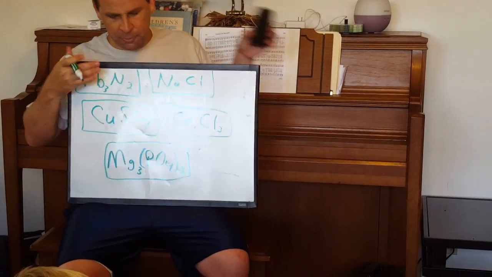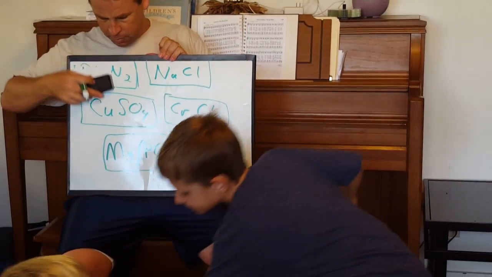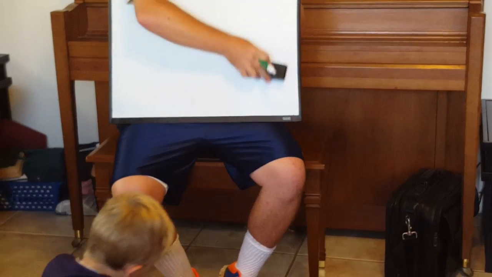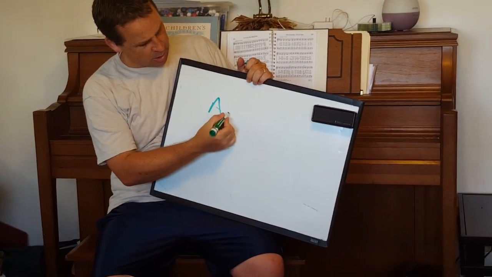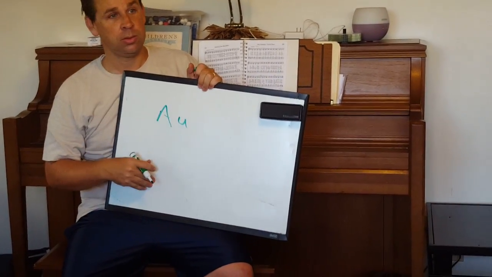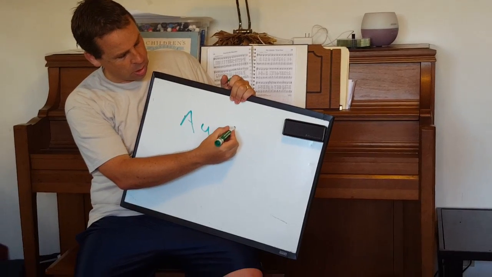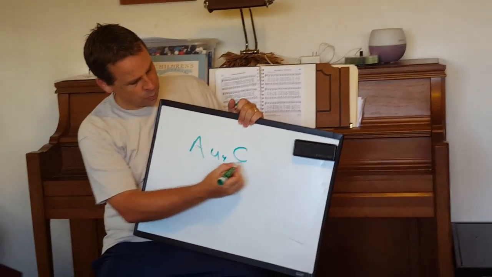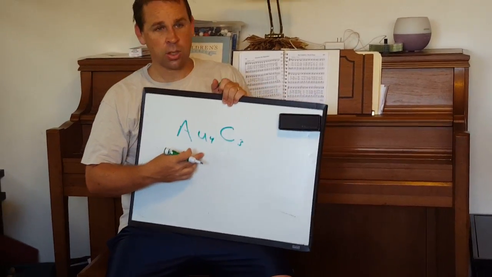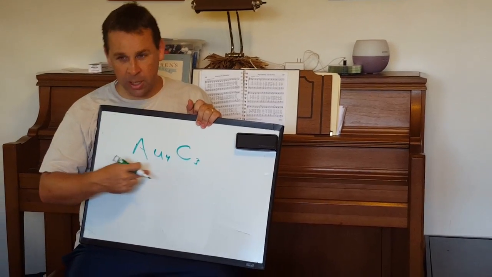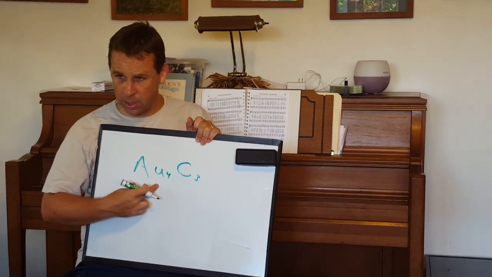So if you take something from the metal side, somebody give me a metal. Gold. Gold is the first metal I heard. Somebody else give me something from the non-metal side. Carbon. So, Au4C3, and this is called gold carbide. So we have a compound that has a metal and a non-metal.